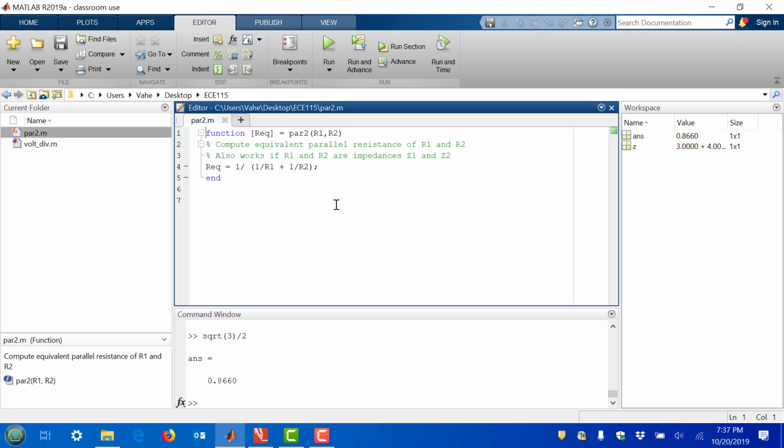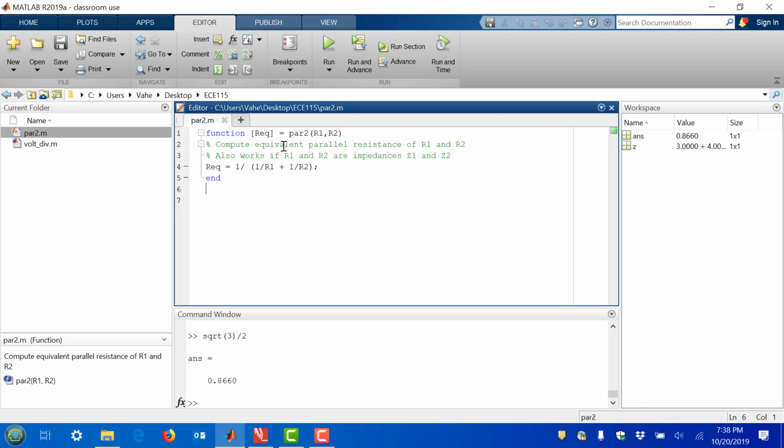So what does this function do? What I have done here is define a function called part2. As you notice, the name of the file is part2, as well as the name of the function, which appears right here. So part2 is the name of the function, and the function is defined by this function statement and the end statement. Between them is where the function is defined.